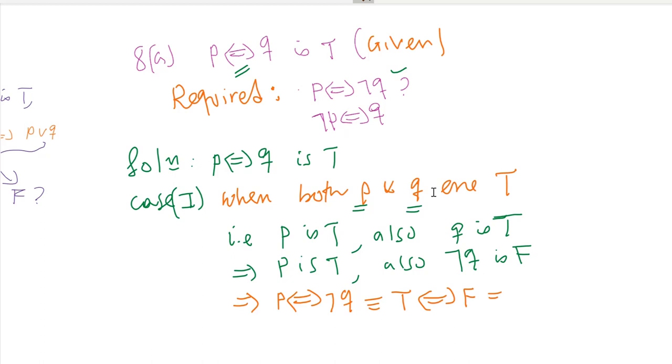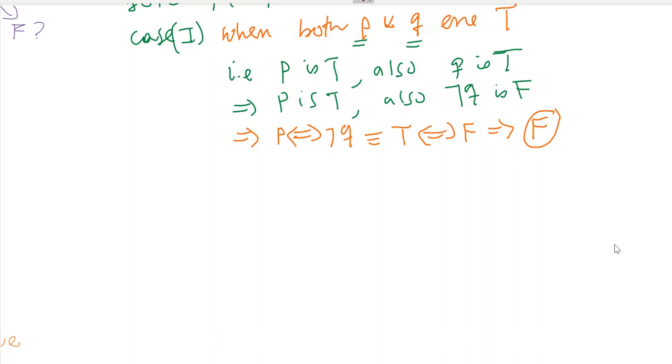By implication will be false when the first is true and the second is false. True by implies false is false. So case one is over. That means the truth value of P by implies negation of Q is false.